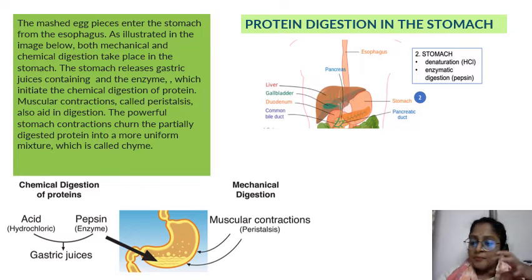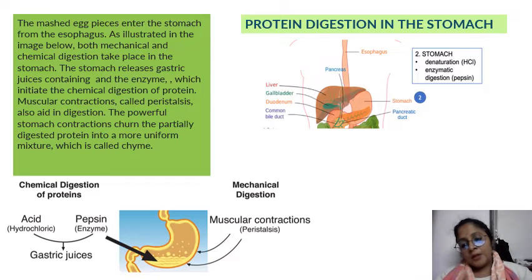They are mixing up these small broken fragments of the protein into a more uniform mixture called the chyme. We have also read about chyme in the carbohydrate digestion part. So here also the chyme is made within the stomach.